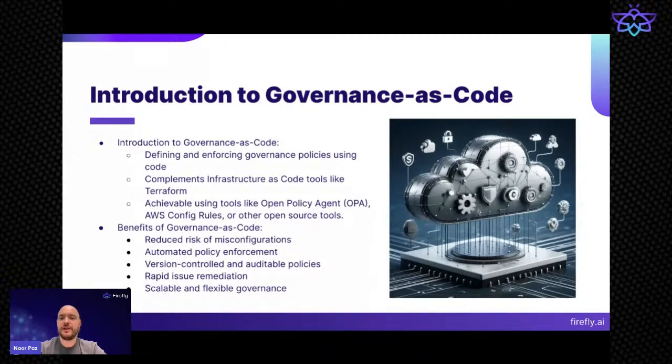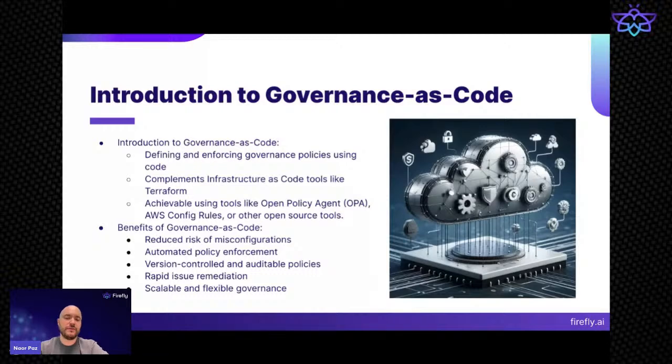3. Version controlled and auditable policies. When your governance policies are defined as code, they become version controlled and easily auditable, providing better visibility into your infrastructure changes and making it easier to demonstrate compliance. 4. Rapid issue remediation. In the event of a security incident or a compliance breach, having your governance policies defined as code can help you quickly identify and remediate the issue by leveraging automation and version control.